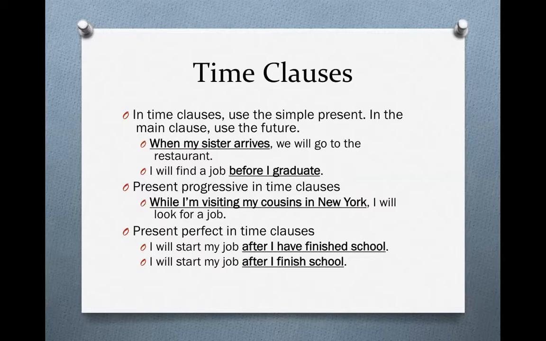It is also possible to use present progressive and present perfect in time clauses. Most of the time, you use simple present, but there are a few exceptions to that rule. For instance, while I'm visiting my cousins in New York, I will look for a job. When you see the word while, we usually use a progressive tense because it indicates something that is in progress. When an event is in progress in the future, we use present progressive. In the main clause, however, we use the simple future.